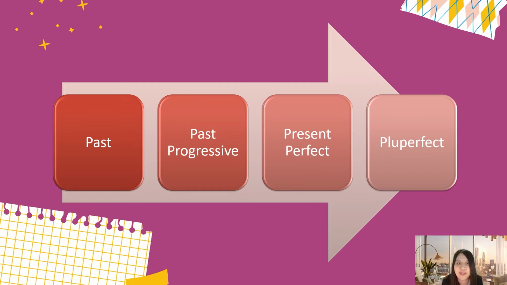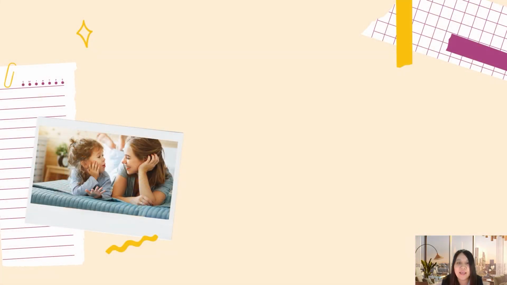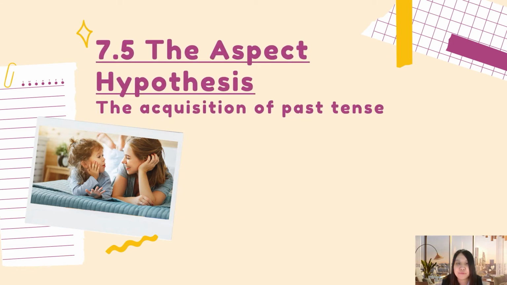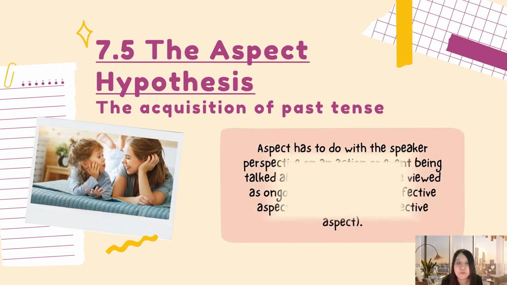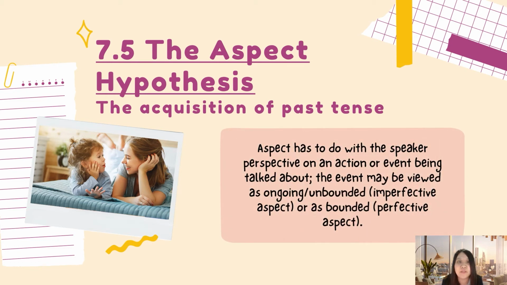Now, let's look at the aspect hypothesis and the acquisition of past time. So, aspect has to do with the speaker's perspective on an action or event being talked about. So, the event may be viewed as ongoing or unbound, the imperfective aspect, or as bound, the perfective aspect. While verb morphology commonly expresses what is called grammatical aspect, the verbs also possess what is called the inherent lexical aspect as part of their core meaning.